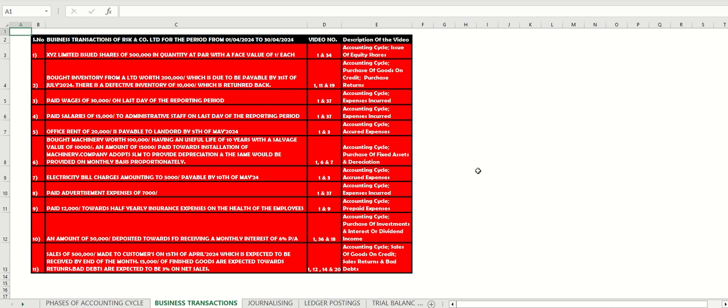RSK and Co had bought this inventory on credit basis because it is not due to be payable at the latest by 30th of April 2024. It is due to be payable by 31st of July 2024. So, which means this RSK and Co had bought this inventory on credit basis. And whatever the inventory which has been bought, a few of the units were returned back because of some defect.